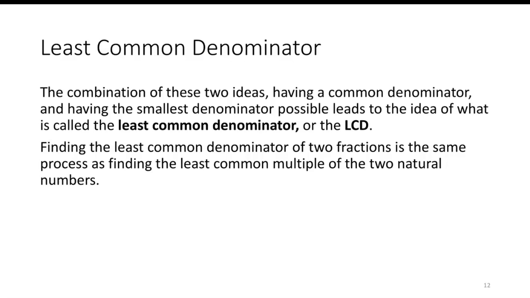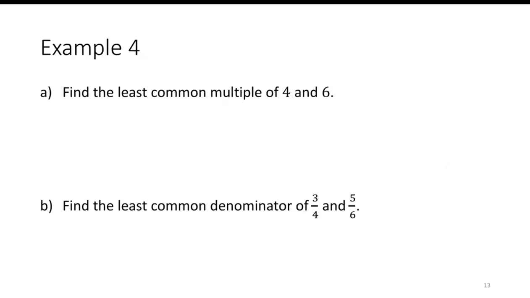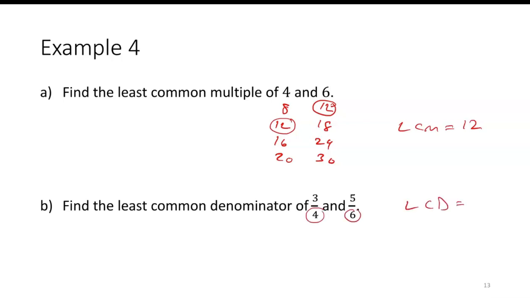Finding the least common denominator of two fractions is the same process as finding the least common multiple of two natural numbers. So if I want to find the least common multiple of 4 and 6, well, one way is just to list the multiples. So 4, 8, 12, 16, 20, and 6, 12, 18, 24, 30, and so on. You can see that the smallest number they have in common is 12. So the least common multiple is going to be 12. Likewise, if I want to find the least common denominator, I would look at 4 and 6, and for the same reason, the least common denominator is going to be 12 as well.